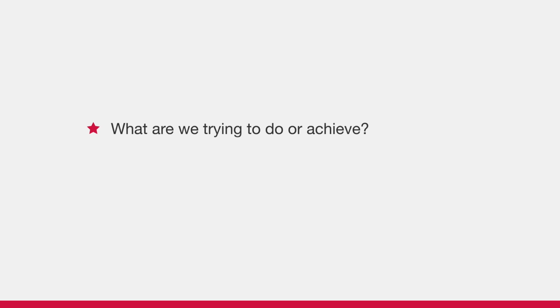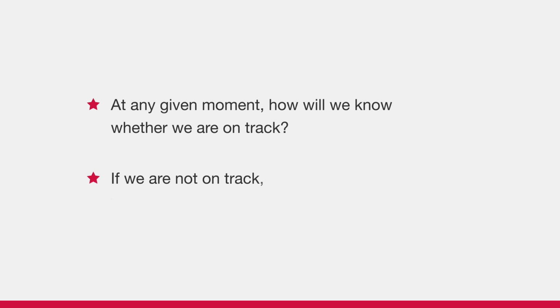The fifth and final phase of school planning is monitoring progress. In previous phases, your school team has answered the questions, what are we trying to do or achieve, and how are we planning to do it? This phase will address the last two questions of implementation. At any given moment, how will we know whether we are on track? And if we are not on track, what are we going to do about it?